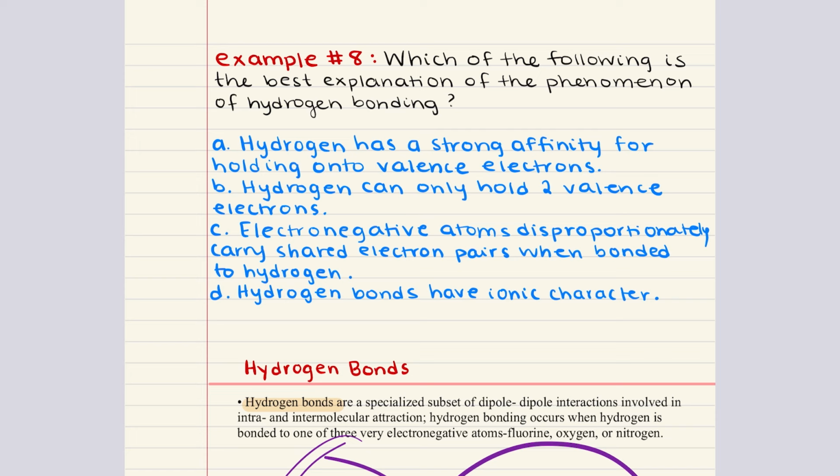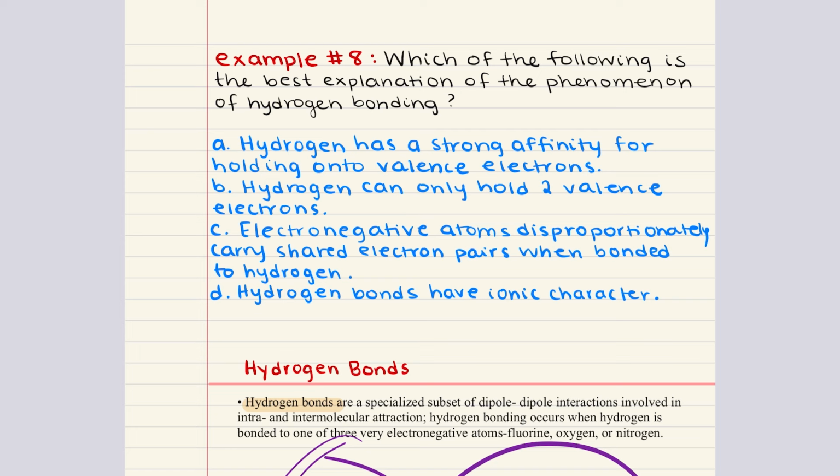Okay, what about B? B says hydrogen can hold only two valence electrons. Again, this is a true statement, all right? But it doesn't explain hydrogen bonding. The limitation of hydrogen's valence shell capacity is not directly related to the formation of hydrogen bonds. So we have to be careful maneuvering these kinds of problems because they'll make correct statements, but they're not the proper explanation for certain phenomena.